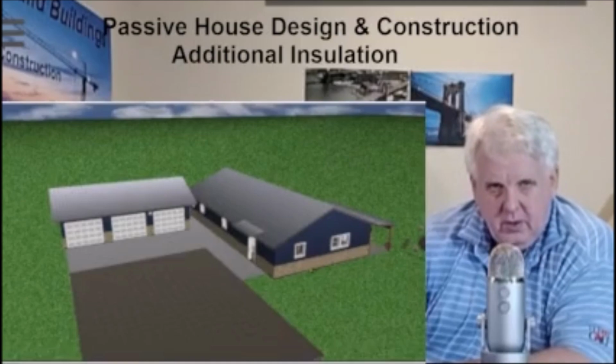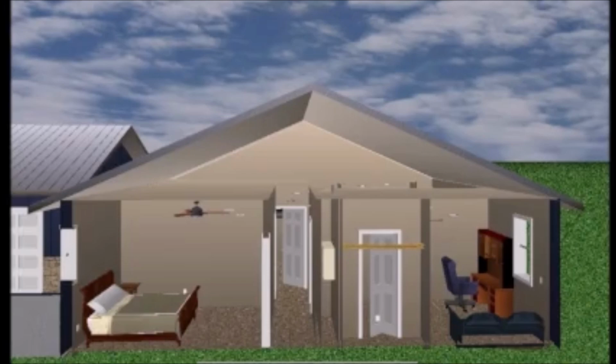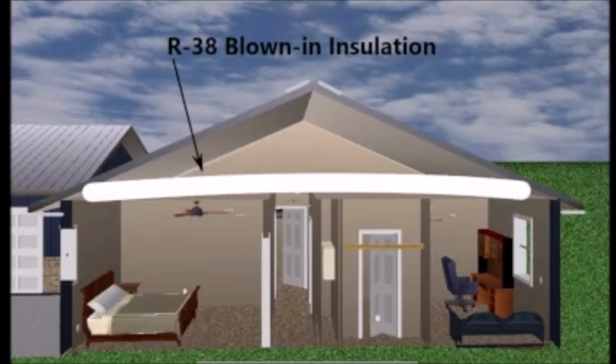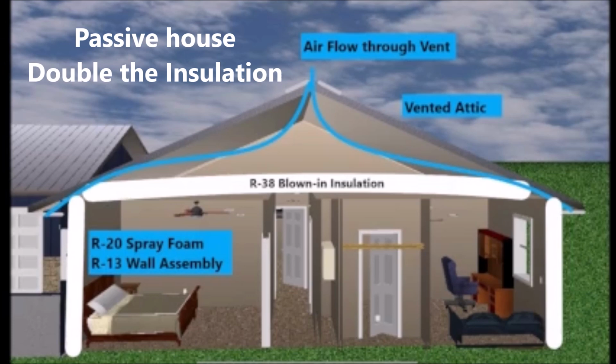So let's look at the added insulation for the passive house design. Here's a cross section of the house to show the insulation. The code in this area, out of the IRC, calls for R38 insulation for the ceiling area. It's a zone 3A. And for the exterior walls, it calls for an R20 or an R13 wall assembly, which means it incorporates the studs, the windows and the doors. Now, what the passive house does, it wants you to double that insulation.